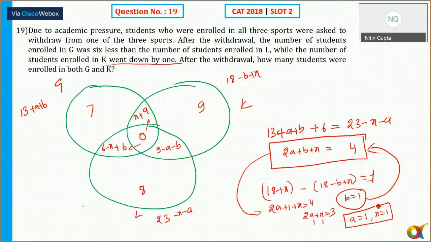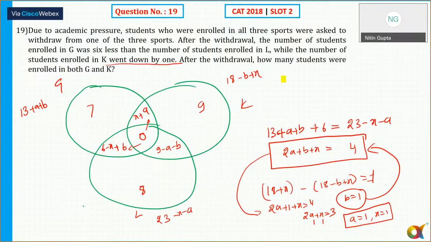A can't be 0, because if A is 0, X is equal to 3. But we have already discussed from the original condition that the possible values of X are 0, 1 and 2. So A is equal to 1 and X is equal to 1. I hope it is clear.